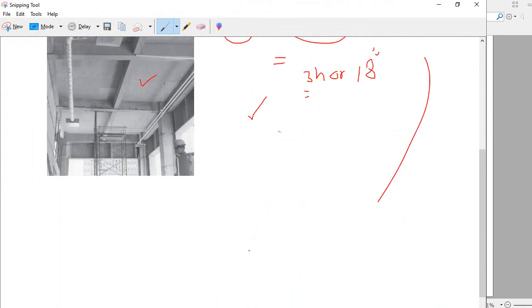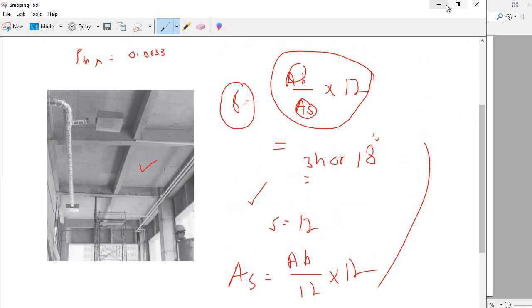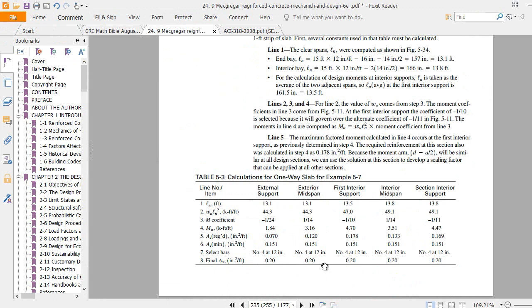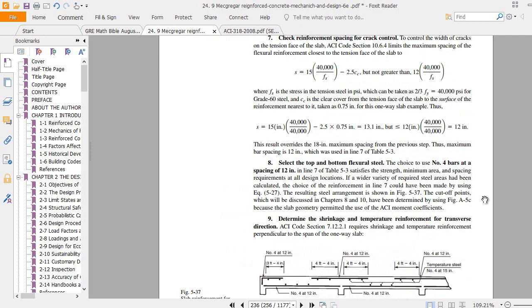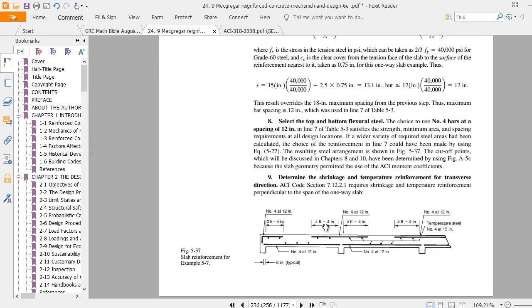Now if we fix the spacing at 12 inches, our area of steel, area of bar, is 0.2 divided by spacing, that is 12 times 12. So this is the procedure for calculating these values. Now select the top and bottom flexure steel, that is number 4 bars. This is already selected, and you see this is the diagram which they draw.